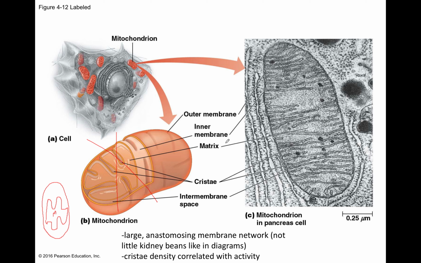So when you see a picture like this, which is a transmission electron micrograph, they fixed that cell using chemicals, and then they sliced very thin through that cell. And so you're seeing a very thin slice through part of a mitochondrion. But that mitochondrion is connected to a whole network of mitochondria.